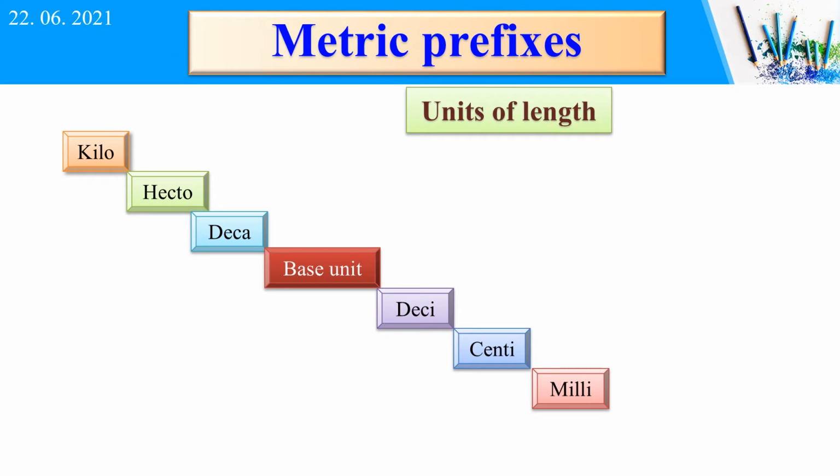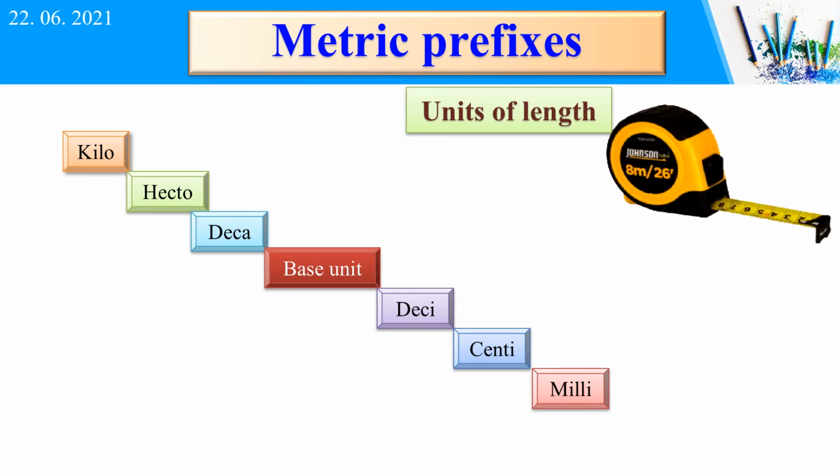What is the basic unit of length? Yes, of course, we know that it is meter, and we use a meter tape to measure it. The basic unit of length is meter. So, in the place of the basic unit, we now have meter. It is denoted by the letter m. Now, we have to suffix this meter to every prefix, which is before and after the basic unit.